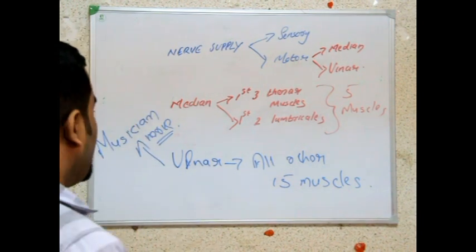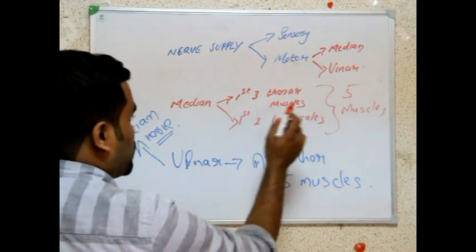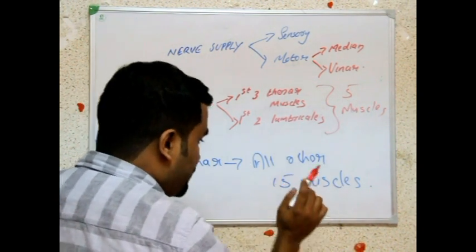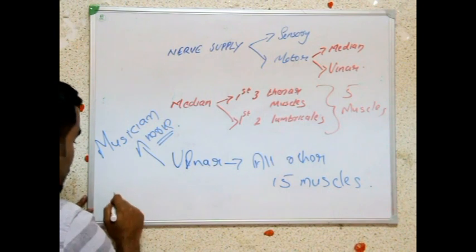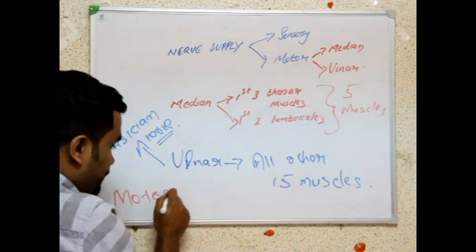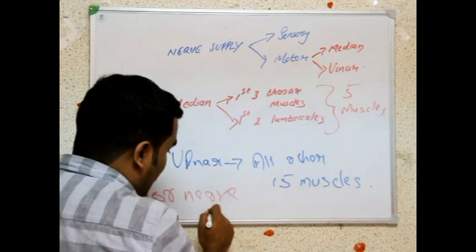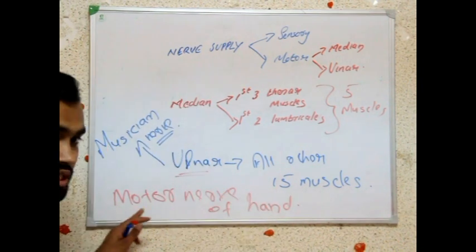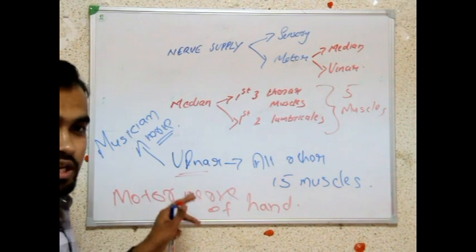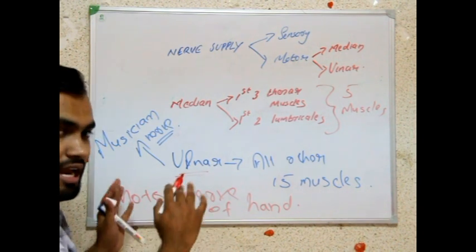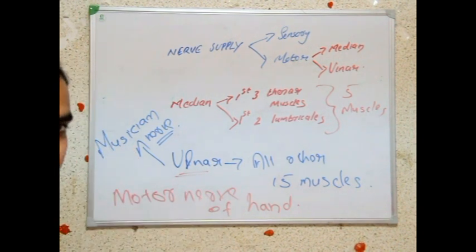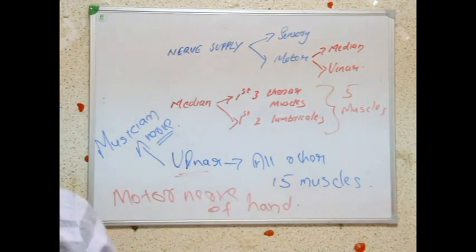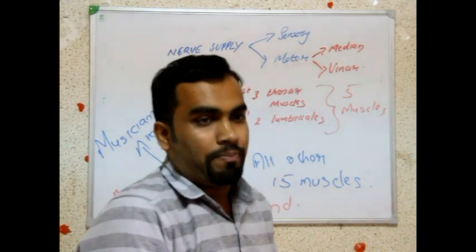Okay, and I told you here, see, only 5 muscles by median and all other 15. So the motor nerve of hand will be ulnar. It is giving most motor supply. So the motor nerve of hand, what is that? Ulnar nerve. It is also known as musician nerve. Clear, right? So that's all about motor supply.